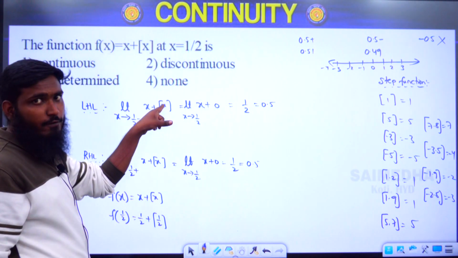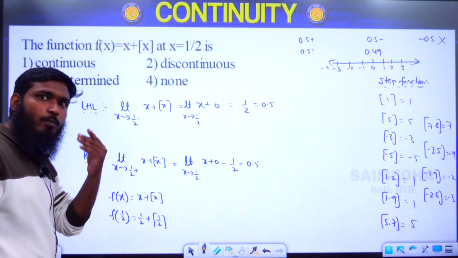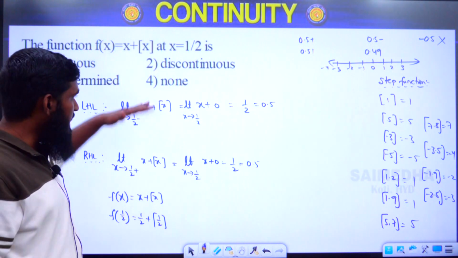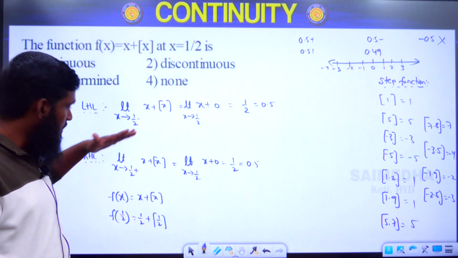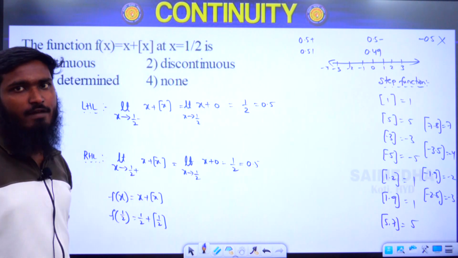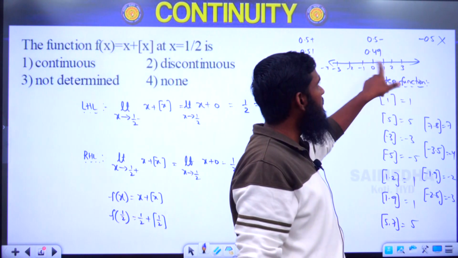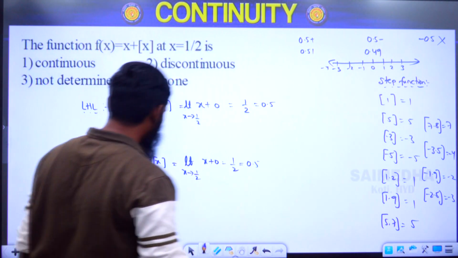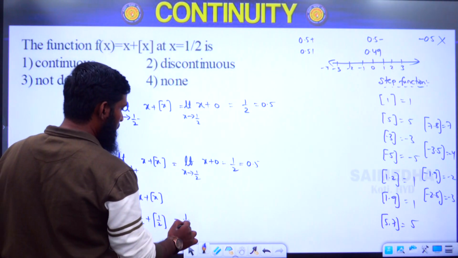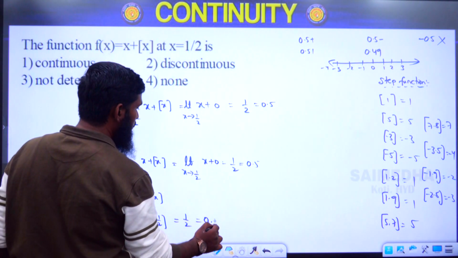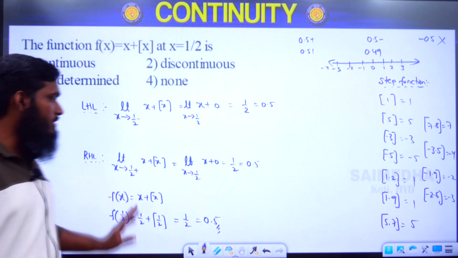Over here we have taken 0.49. In this we have taken 0.51. But in this we are taking 0.5 only. This is the LHL part, that's why we have taken 0.49. RHL part, 0.51. This is the function, so directly we have to take that value 0.5. So bracket of 0.5 means again it is lying between 0 and 1, so we have to take it as 0. So this part will become 0. So 1 by 2 plus 0 is equals to 0.5. Okay, so LHL is equals to RHL is equals to the function value.